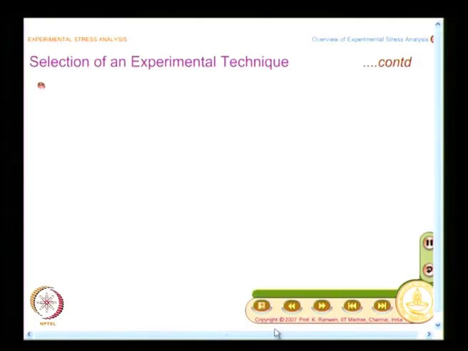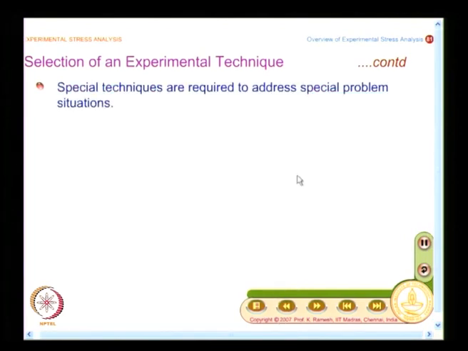So, what you need to do is, in many instances in practical problems, identifying what to do, which is the critical area itself, is a challenge. So, a combination of whole field and a point by point technique, they go together and they help you to solve a problem. So, day to day design problems you can handle, and also special situations. So, you can always fall back on either photoelasticity or strain gauges. For special situations, what you have to do? You have to go in for special techniques.